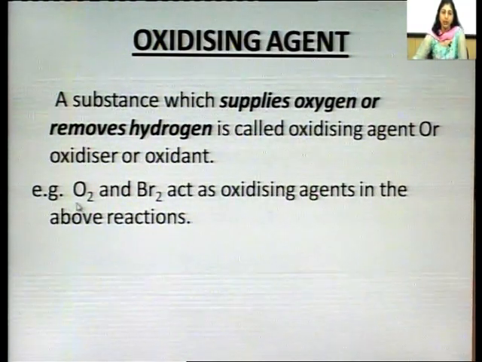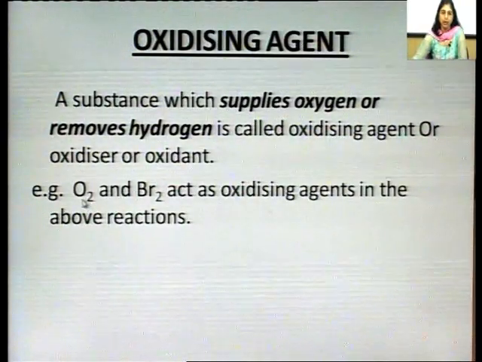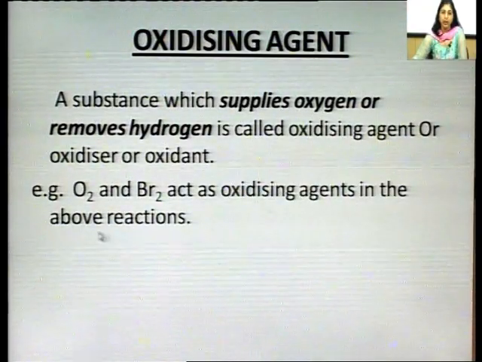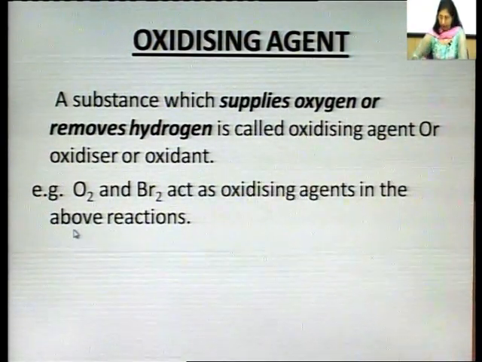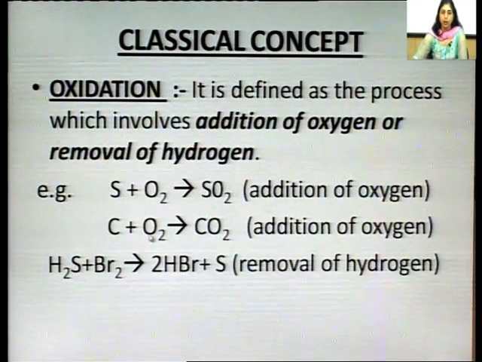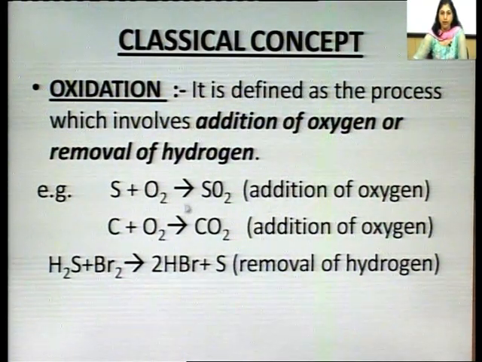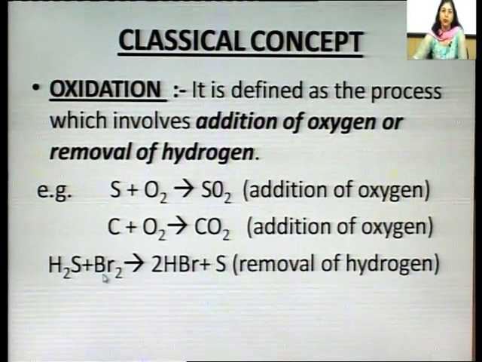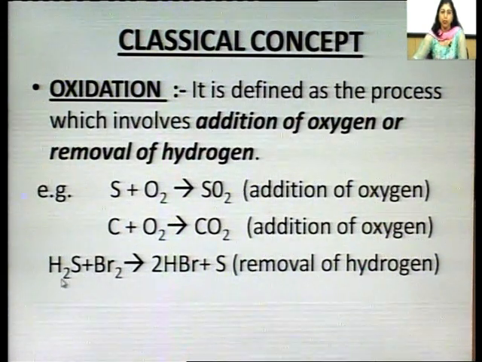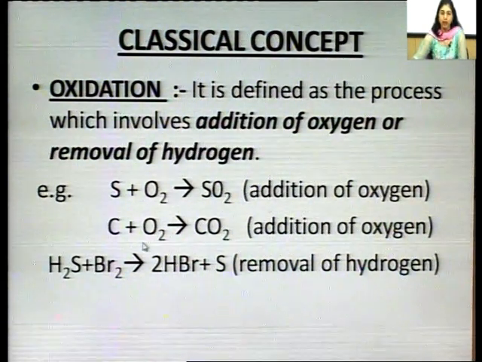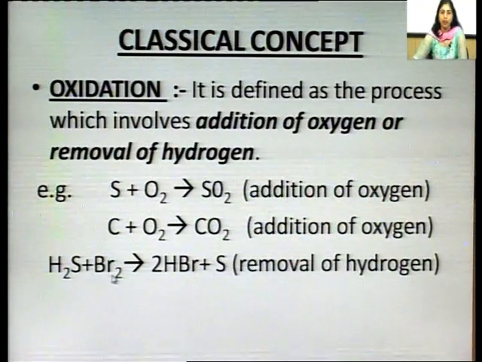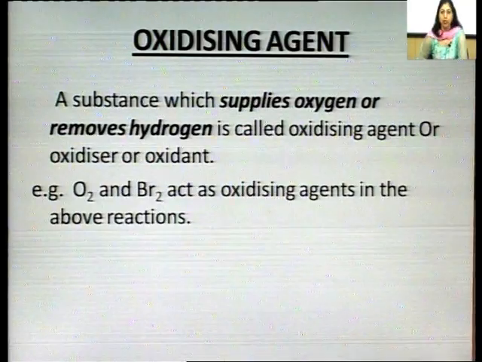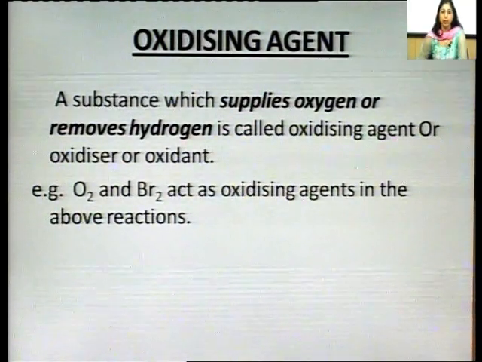For example, in the shown reactions, O2 and Br2 act as oxidizing agents. As we can see here, oxygen itself provides oxygen for its addition, and here Br2 is used for the removal of hydrogen. That is why in these cases oxygen as well as bromine act as oxidizing agents, also called oxidizer or oxidant.